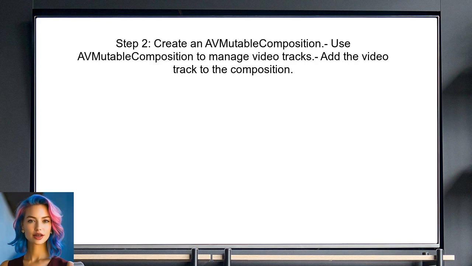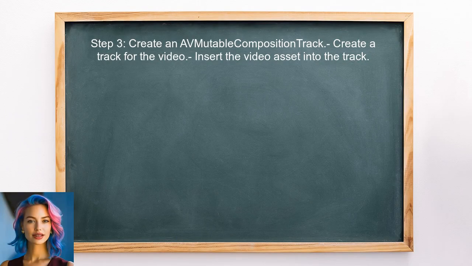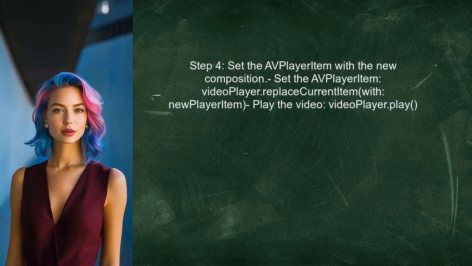The user should add the video track to this composition. After that, the user should create an AVMutableCompositionTrack for the video and insert the video asset into this track. This will help in managing the playback more efficiently. Finally, the user can set the AVPlayerItem with the new composition and play it. This should result in smoother reverse playback without the lag experienced before.